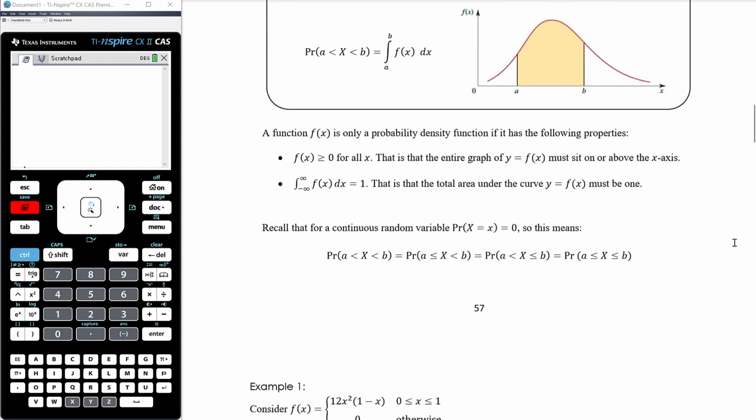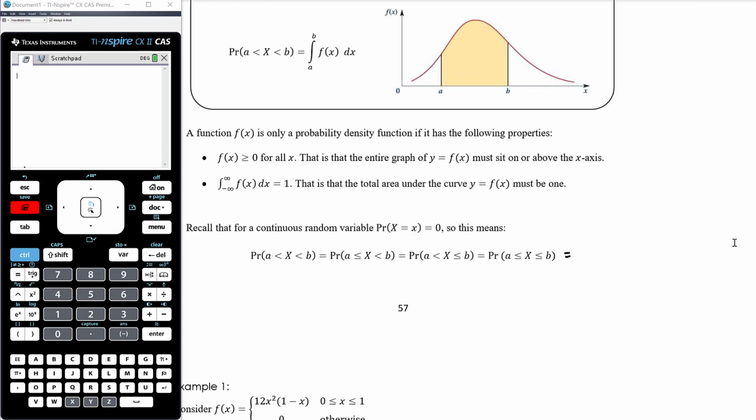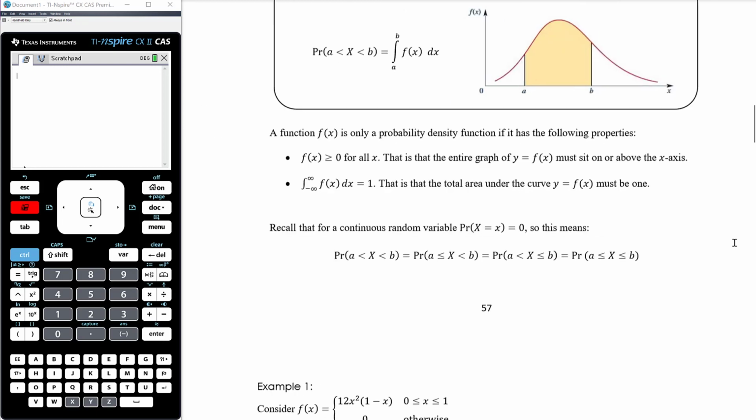The other thing we want to recall before we move into some examples is that the probability of a continuous random variable being equal to a particular value is 0. This means that the probability that x is between a and b is the same as including a, the same as including b, and the same as including both a and b. All of these will be equal to the integral from a to b of f of x dx. They're all going to be exactly the same, regardless of whether both endpoints are included, one is included, or neither is included.